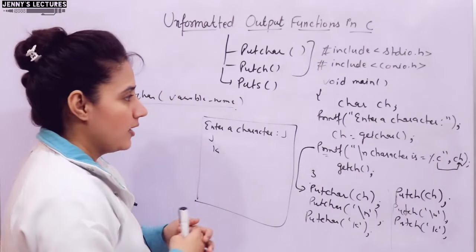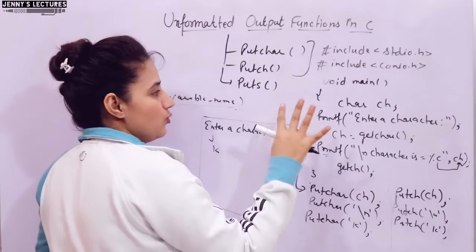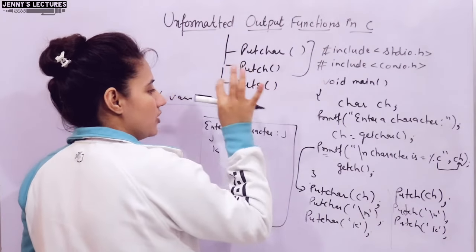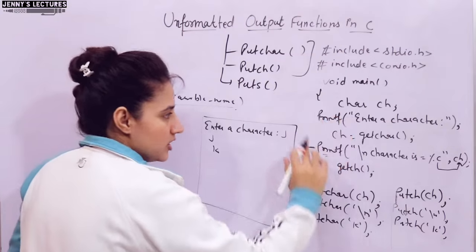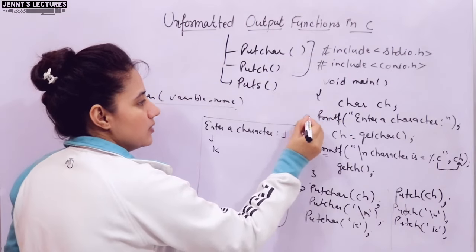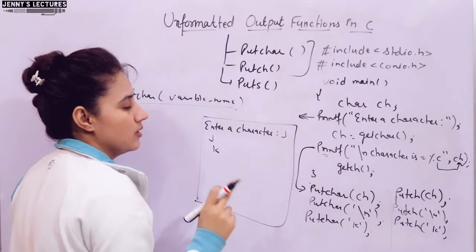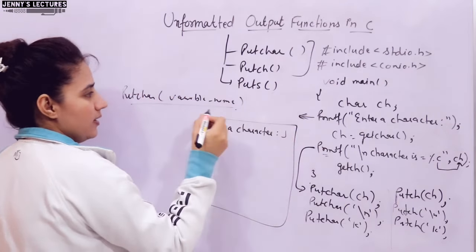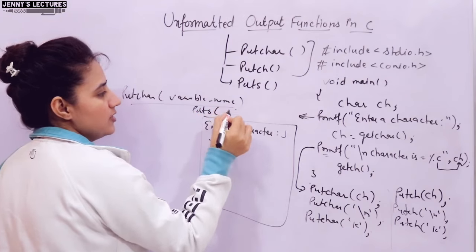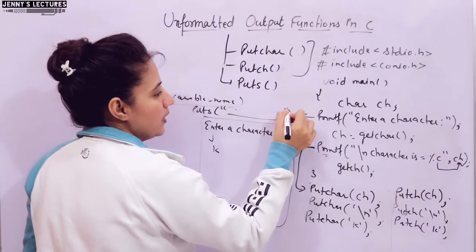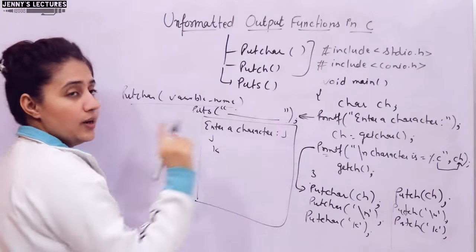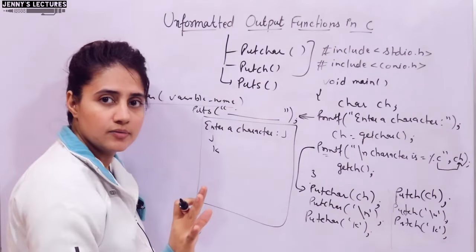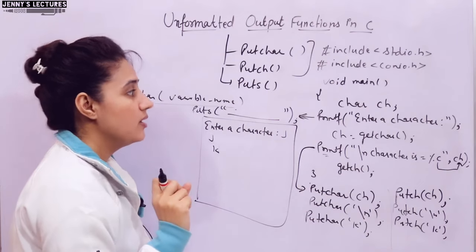So you can also try that out. But without a loop, if you want to print the complete string, you can use the function putch. Now in the same program I'm going to change the printf: simply write putch, and whatever you want to print, write it in double quotes. Like here you can write "enter a character", and that would be printed. One method is this.